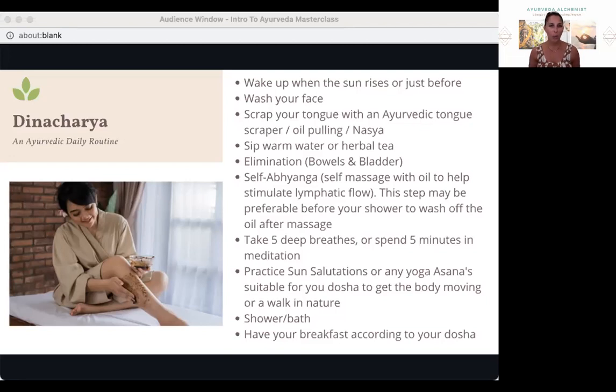To be honest, I don't do a self-Abhyanga in the morning. It just doesn't fit in with my routine. So I prefer this at nighttime before my shower. So you want to wash off the oil in the shower.